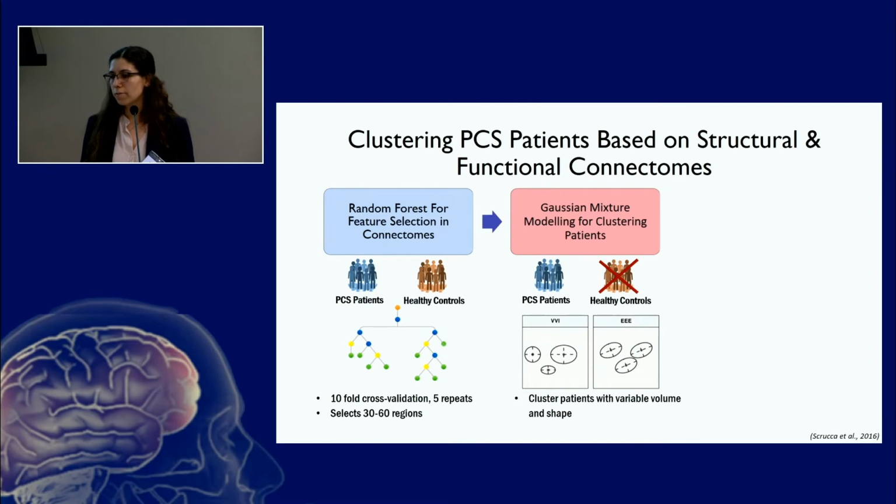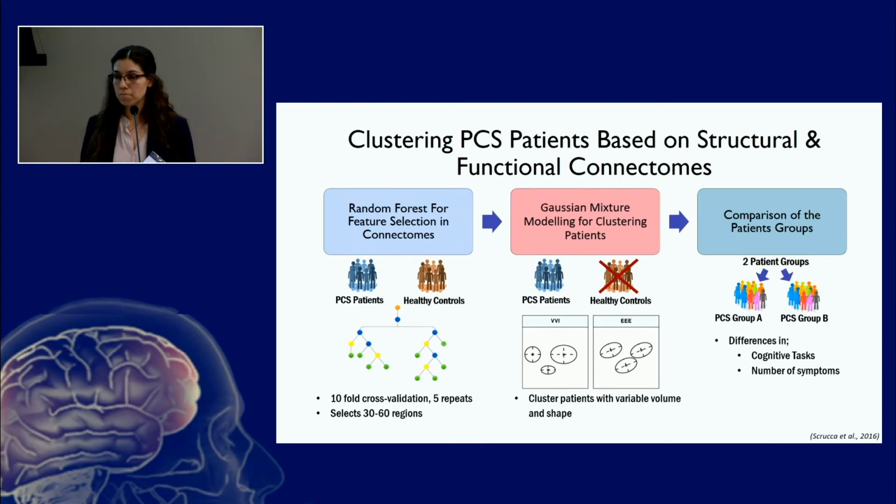Once we identify the features, we put those features into a Gaussian mixture model, which is an unsupervised machine learning method, which means in this case we exclude the controls and only look at the patients and try to find the subtypes. The model looks at the data and the distribution of these patients of the structural integrity or the coupling, and at the end creates the groups, and we compare those groups in terms of the number of symptoms, the cognitive outcomes, and so on.